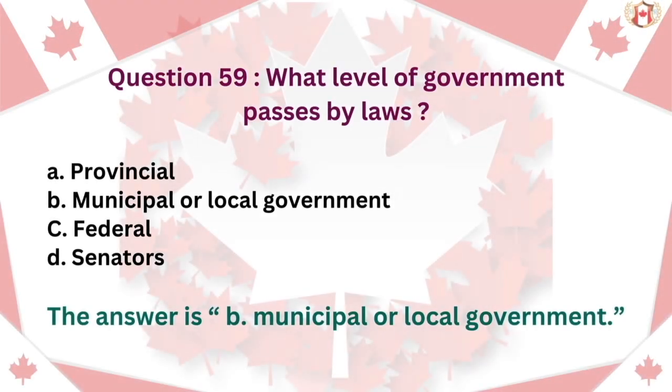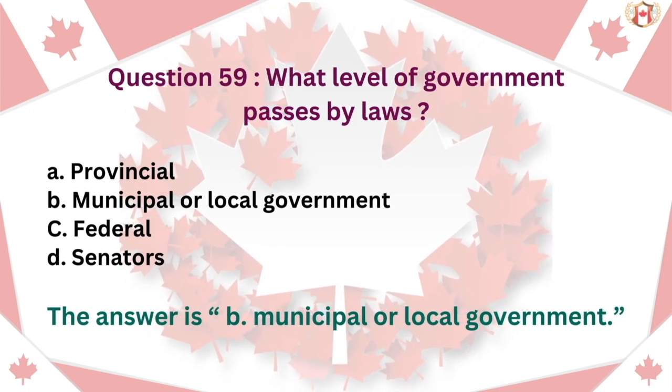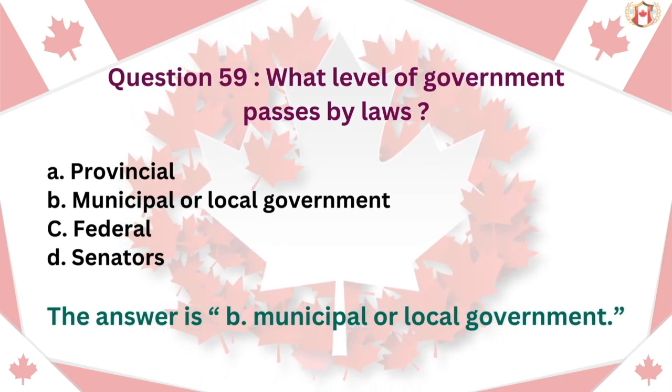Question 59. What level of government passes bylaws? A. Provincial. B. Municipal or local government. C. Federal. D. Senators. The answer is B, municipal or local government.